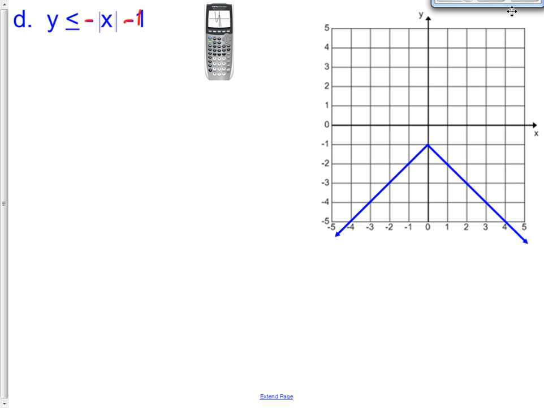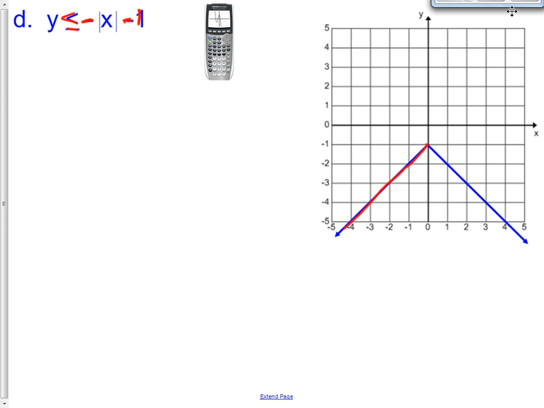No, I'm sorry. I did that right. I apologize for that, class. When it is a -1 here on the outside, it shifts it up and down, so it shifted it down 1 unit. And then this negative sign says that it's going to open down. So down 1 over 1, it's going to be a solid line because it's less than or equal to.